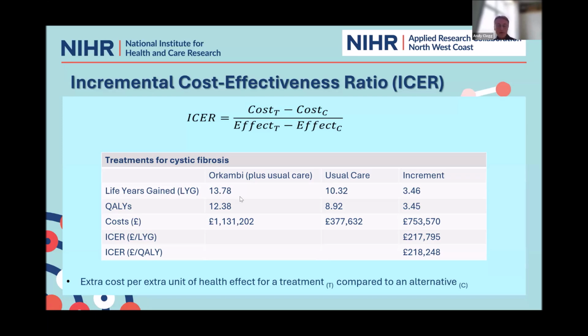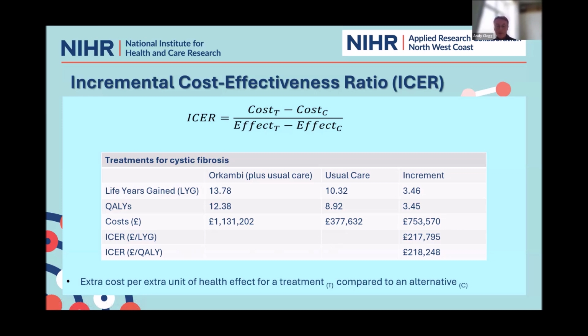As you can see from the table, by adding Orkambi to the usual care, you do get a benefit. You get a benefit of 3.46 life years gained, and similarly 3.45 QALYs gained from the treatment, but at quite a large additional cost of nearly £750,000 there, which if you work out the ICER, and you can do it for an effectiveness or a cost utility analysis, brings up for every additional benefit, in terms of every additional QALY, costs just over £200,000.